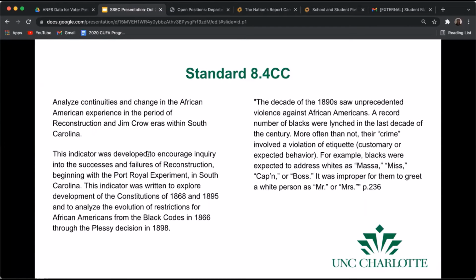And then our final theme that we looked at was 8.4 CC, which analyzes the continuity and change of African Americans' experience in the period of Reconstruction and of Jim Crow. So this is following the Jim Crow era. And this excerpt is talking about how African Americans were still experiencing violence and knowing how to refer to whites even post-Reconstruction. And we aligned that with the themes of power struggle and resistance, oppression and omission.